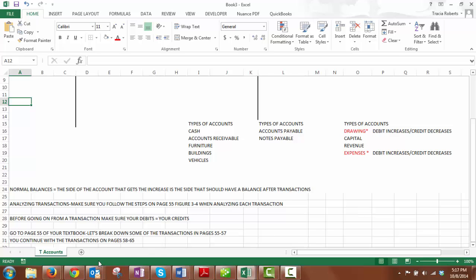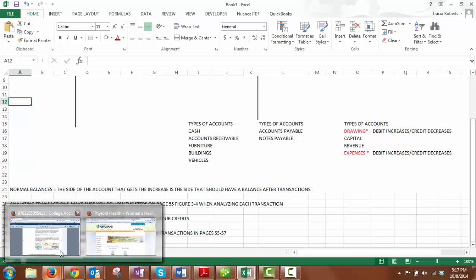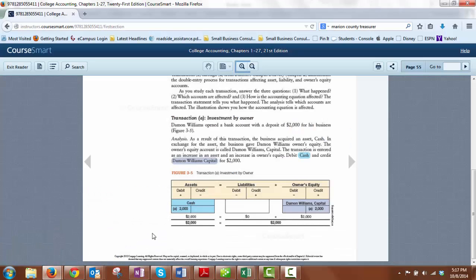Alright, so let's go to your actual textbook. And we're going to go on to page 55. I want to kind of go through some of these transactions with you and help you to understand the transactions. I won't go through all of them, so you'll need to finish up by going through each of them, making sure you understand it. But I want to go through a few of them, and then we'll jump ahead and kind of understand the whole trial balance a little more.